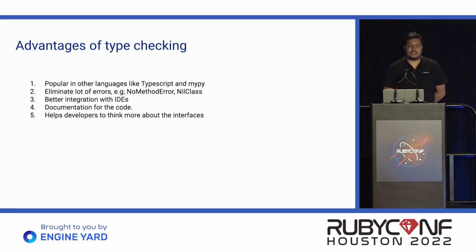So, advantages of type checking. First, it's a proven fact in multiple languages like JavaScript and Python. There are very popular static type checking libraries: TypeScript is the very popular version of JavaScript, and MyPy is a very popular package in Python. It eliminates a lot of errors like no method error and nil class errors at runtime. It gives better integration with IDEs. Varun has just shown how to integrate in the IDEs. It also provides documentation for the code. When we annotate our code with static typing annotations, we get implicit documentation for our code at that point of time.